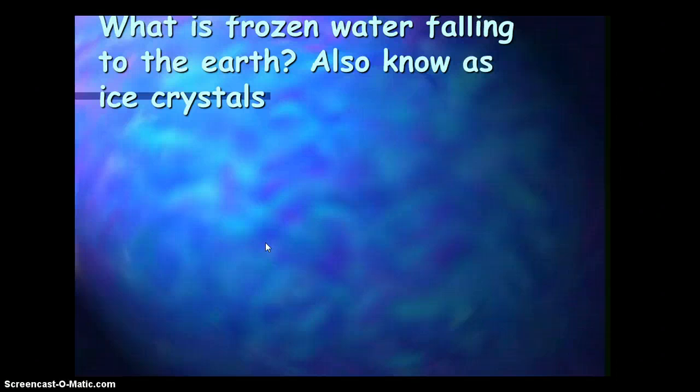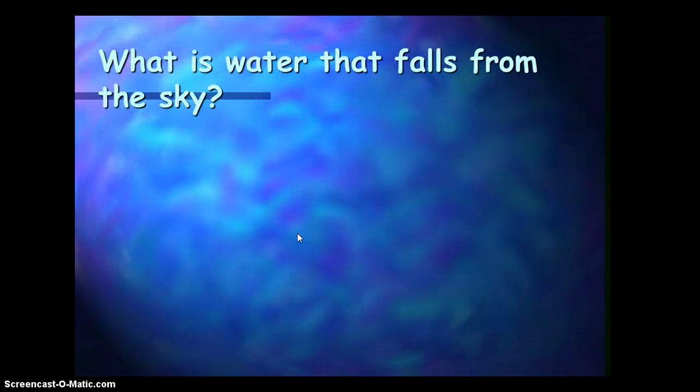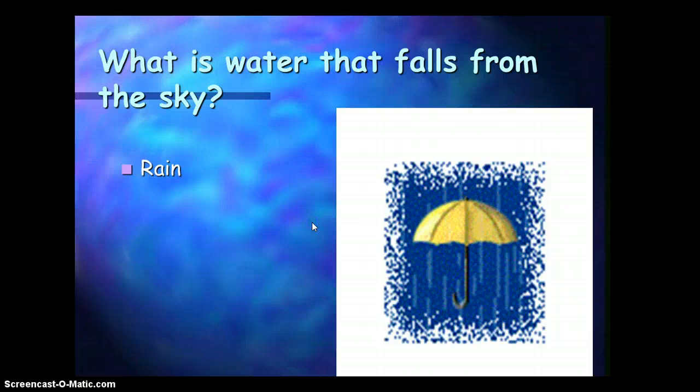Next question. What is frozen water falling to the earth? Also known as ice crystals. That ice crystals part should really give it away. We're talking about snow. Build a little frosty here on the right-hand side. Third question. What is water that falls from the sky? Any type of water that falls from the sky? It's rain. So rain is the water that falls from the sky, and the temperature must be above 32 degrees in order for it to be rain.